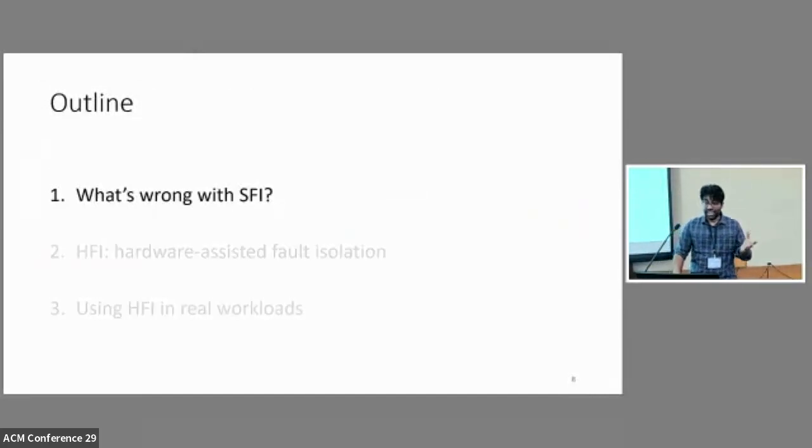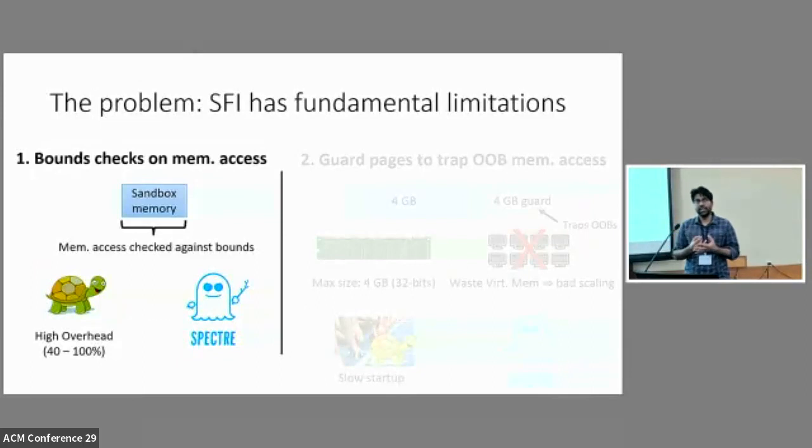So the challenges with SFI, the problems it faces, are really fundamental. It comes down to which style of SFI you want to go with. There's typically a couple of styles. The first one is very simple. It's just to insert a bunch of bounds checks. So every time you have a memory operation, throw in a bounds check to make sure that that memory operation lives within the little memory region that you've specified. Super simple, very slow. 40 to 100% overhead, plus it's extra prone to Spectre because there are bounds checks all over the place.